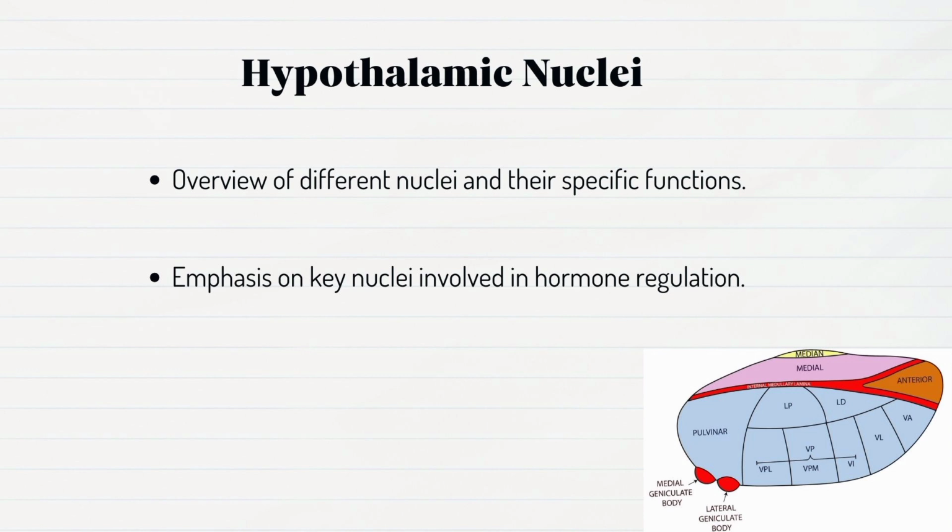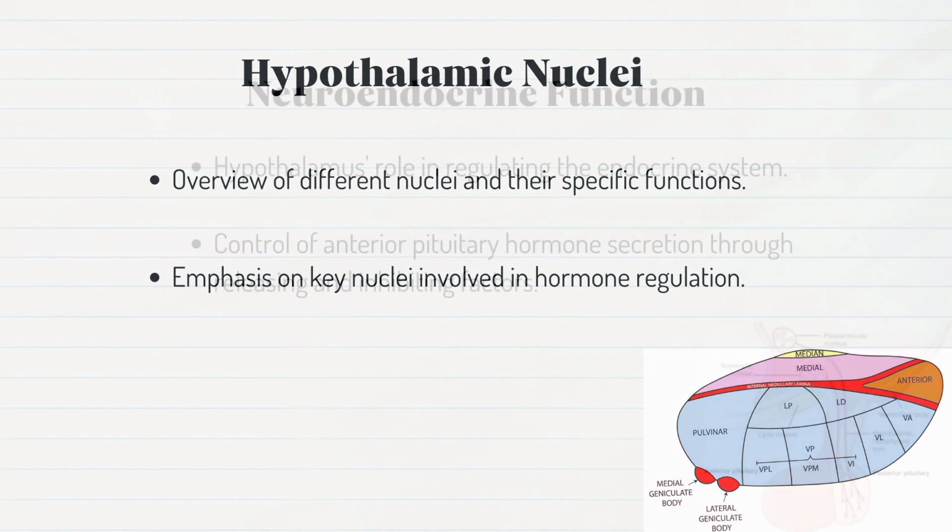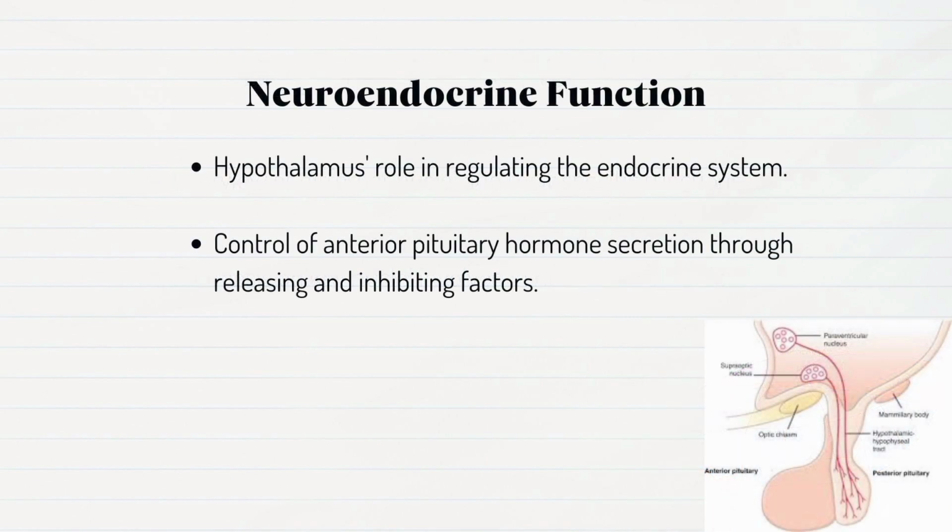Hypothalamic nuclei. We should know that the hypothalamus comprises several nuclei, each with specific functions. Notable ones include the paraventricular nuclei (PVN) and the supraoptic nucleus, which are crucial in controlling hormone secretion. We should know individually the functions of these hypothalamic nuclei.